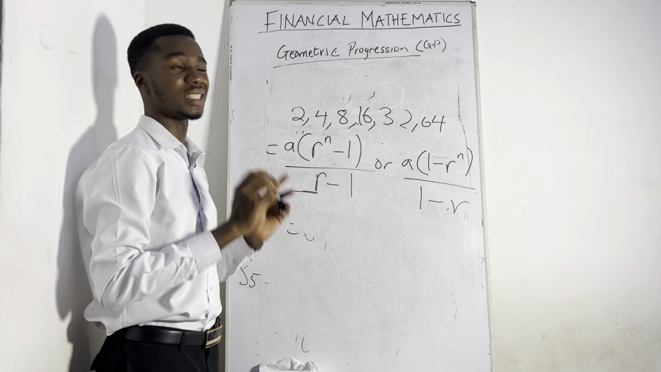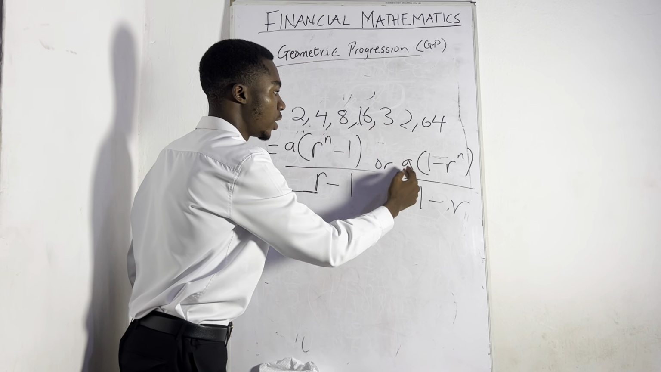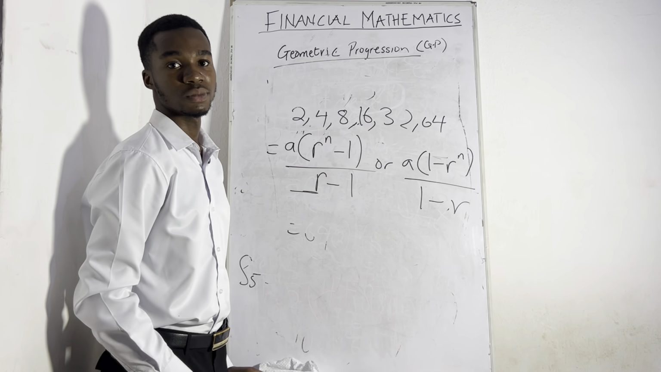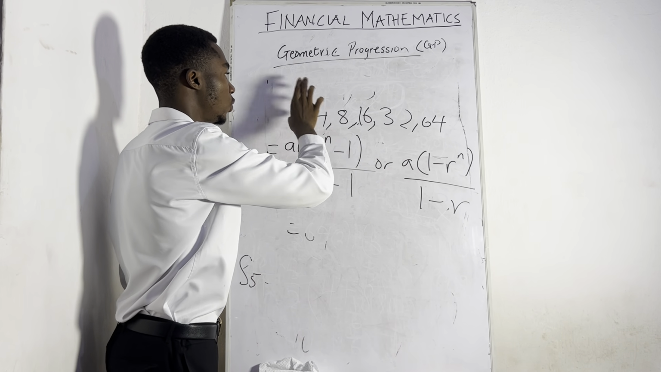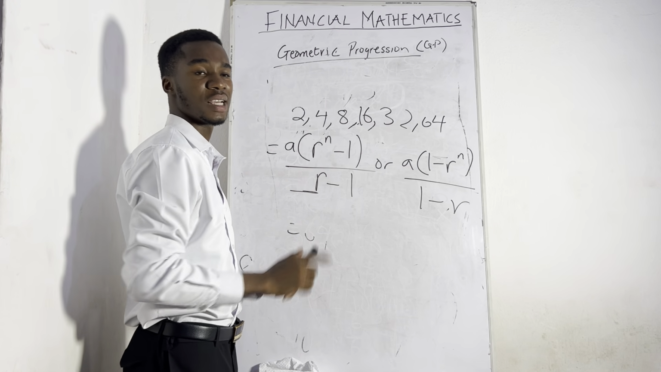Then when the ratio is less than 1, you just interchange it. So the 1 will come to this side. So A into brackets 1 minus r exponent n over 1 minus r. Do you get it? And we want to find, let's say, the sum of all these terms. So 2, 4, 8, 16, 32, and 64. There are 6 terms. We want to find the sum of it.